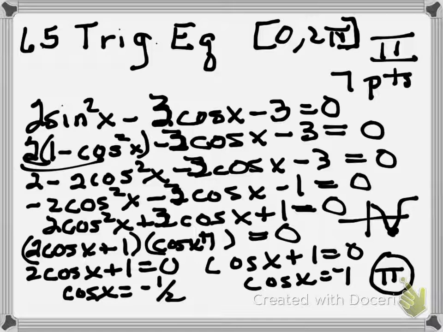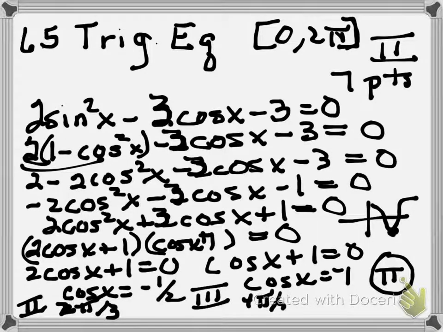60, which is pi over 3, but it's not in the first quadrant. We're talking about the second quadrant and the third quadrant. If you put pi over 3 in the second quadrant, what's the angle? 2 pi over 3, and if you put it in the third quadrant, you get 4 pi over 3. We have 3 answers: 2 pi over 3, 4 pi over 3, and pi.